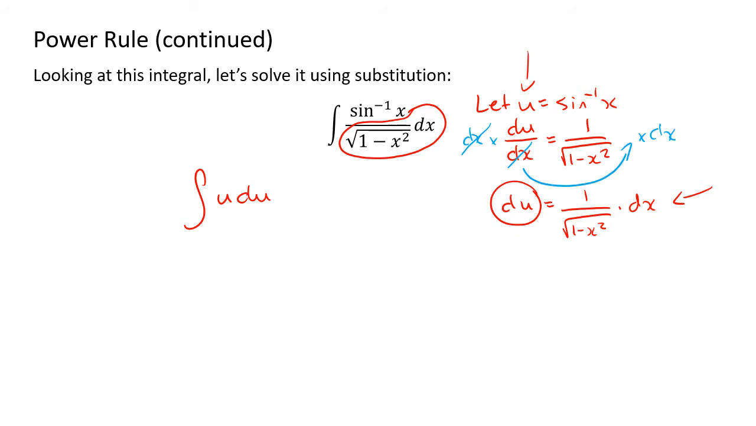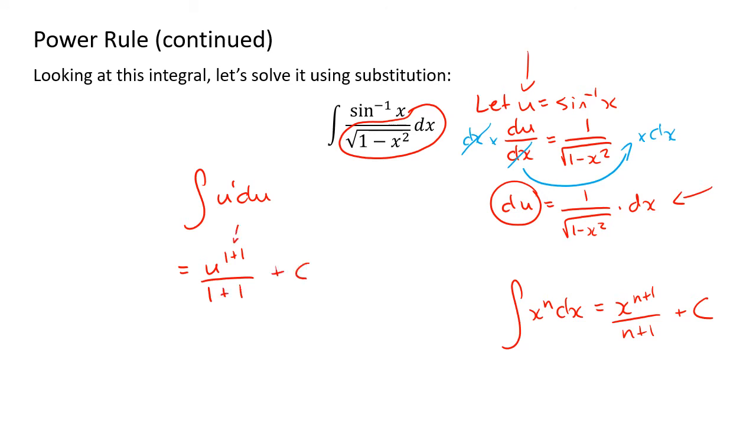So we can use the power rule. Remember the power rule, the integral of x to the n dx is equal to x to the n plus 1 over n plus 1 plus a constant. So we can do the same thing here. u is the same as u to the exponent 1. So the integral becomes u to the exponent 1 plus 1 divided by n plus 1. Remember, 1 plus 1, the same value that's in this exponent here, plus a constant. So what we're left with is 1/2 u squared plus a constant.